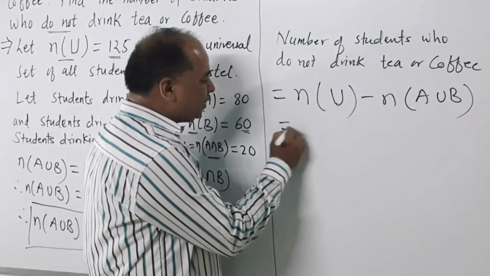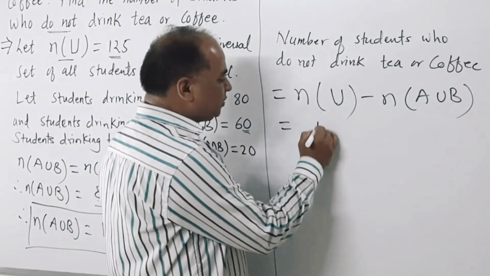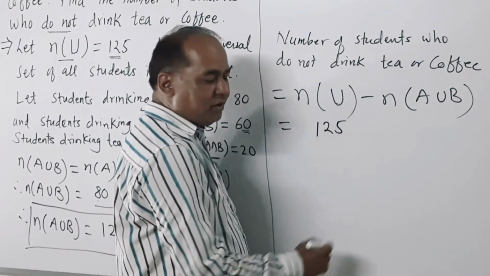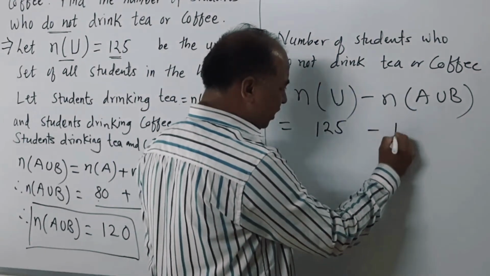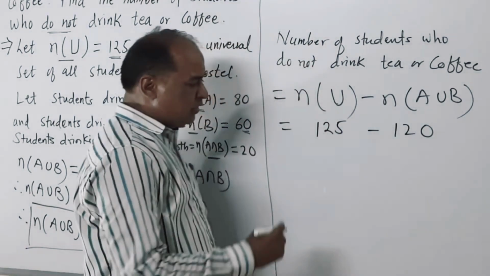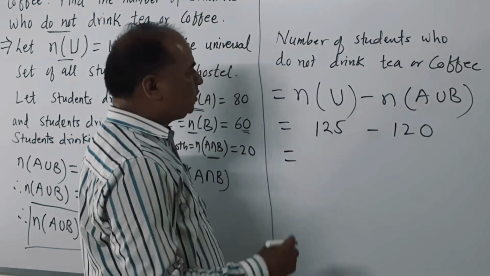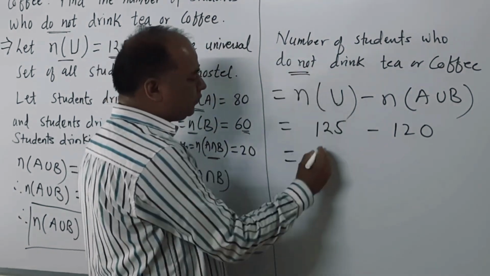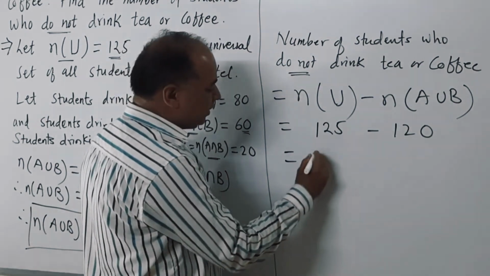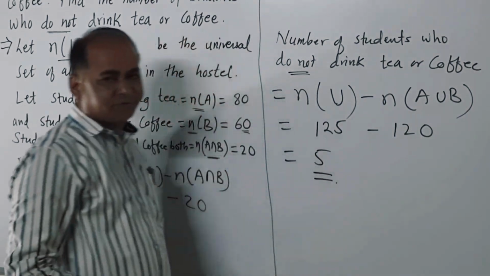The number of elements in the universal set, total number of students in the hostel, is 125, minus the number of students in A union B, which is equal to 120. So the number of students who do not drink tea or coffee is 125 minus 120, that is 5 students.